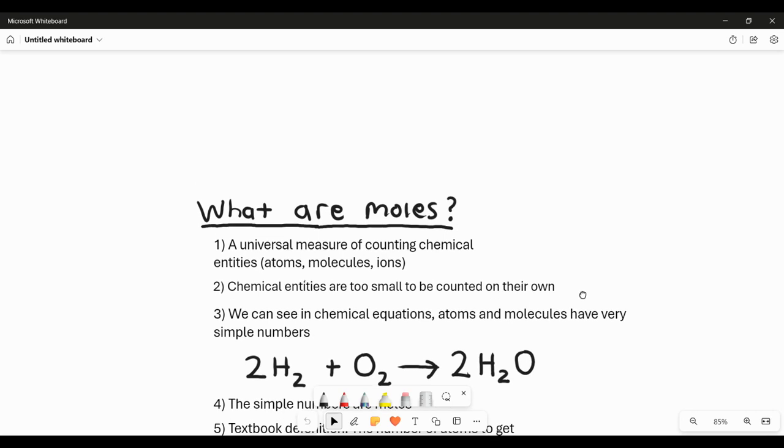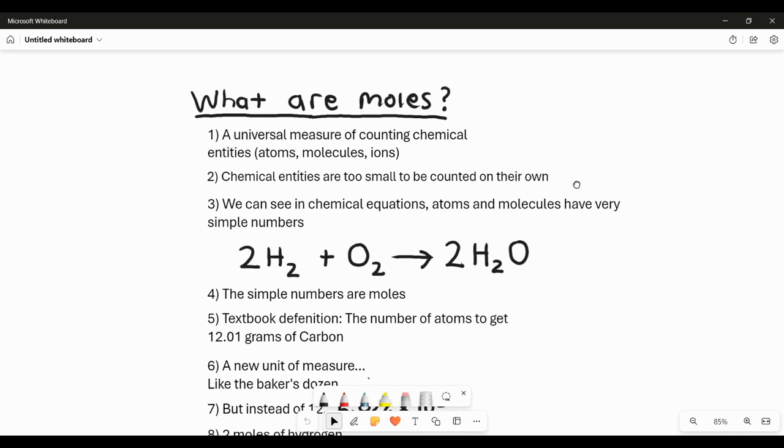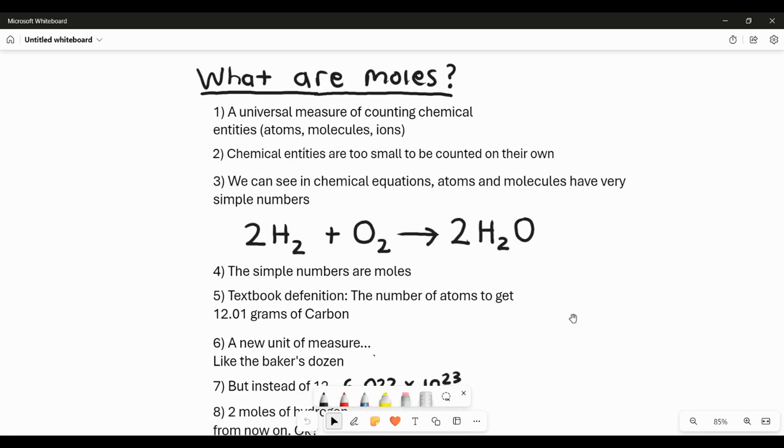Alright, so let's first start out by explaining what even are moles. So basically, a mole is just another measure of counting, just like a meter for distance, or a cup for volume. It's just a unit of measure for counting chemical entities such as atoms, molecules, and ions. And the reason why we need them is because chemical entities such as atoms and molecules are too small to be counted on their own.